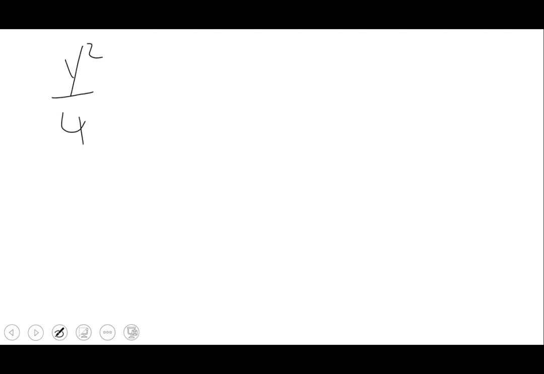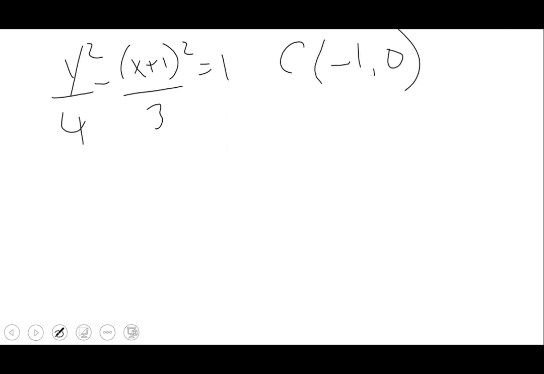So again, another screen here just to give us some extra room. Write that again, y squared over 4 minus (x plus 1) squared over 3 is equal to 1. That is going to make the center of this negative 1, 0. Again, you always come from the x first, the h, and then the k always goes with the y. So from here, remember that the positive is always going to be a squared, and the negative is always going to be b squared. That means that a is going to be equal to 2 and b is going to be equal to the square root of 3.